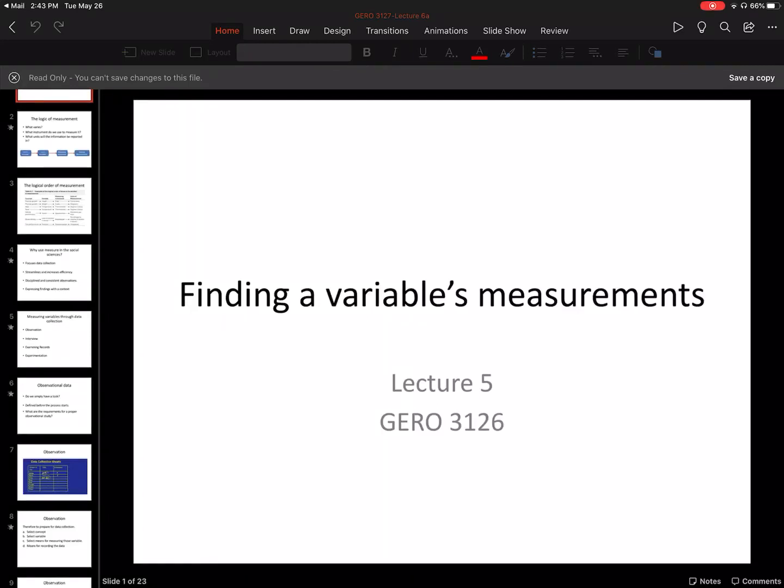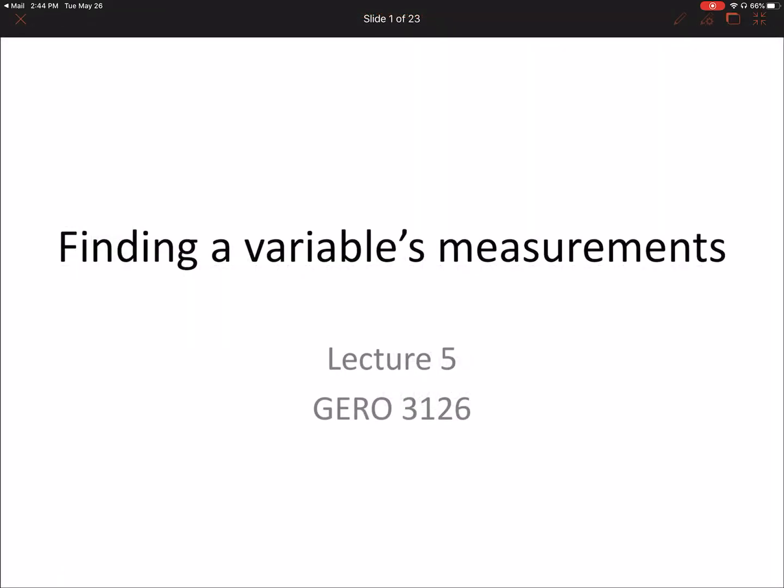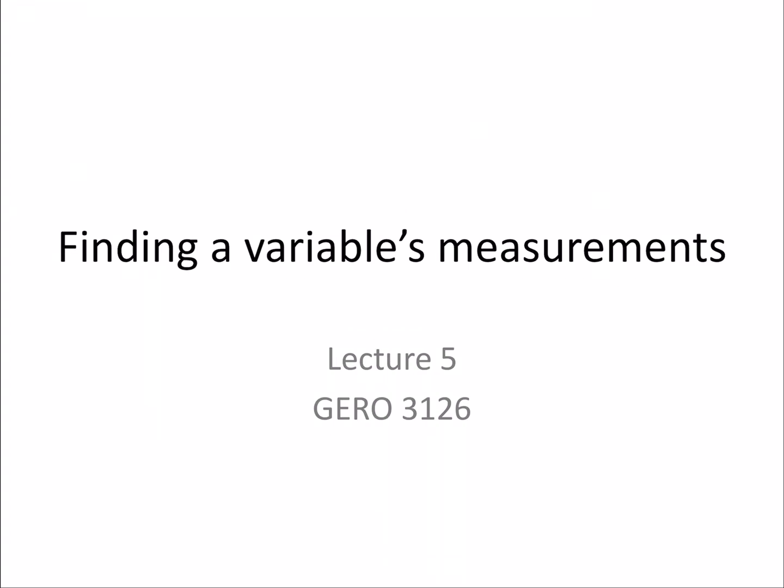Welcome back. The goal of today's lecture is to look at Chapter 6, Finding Variables of Measurements. Ignore the typo and the wrong course code. We will change that as we speak.